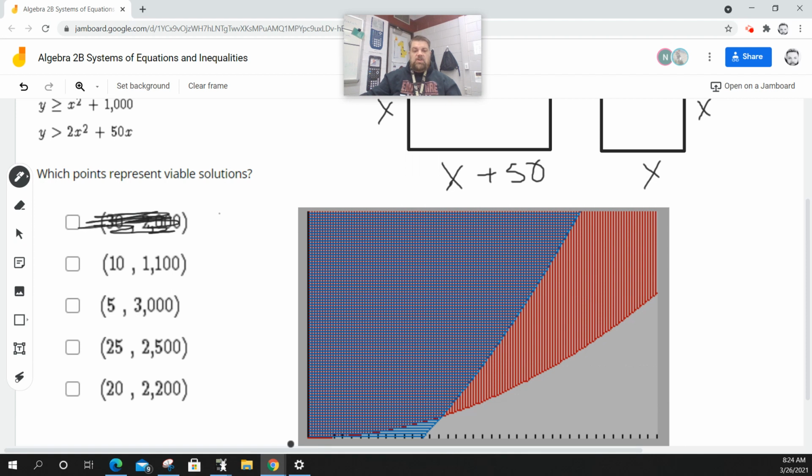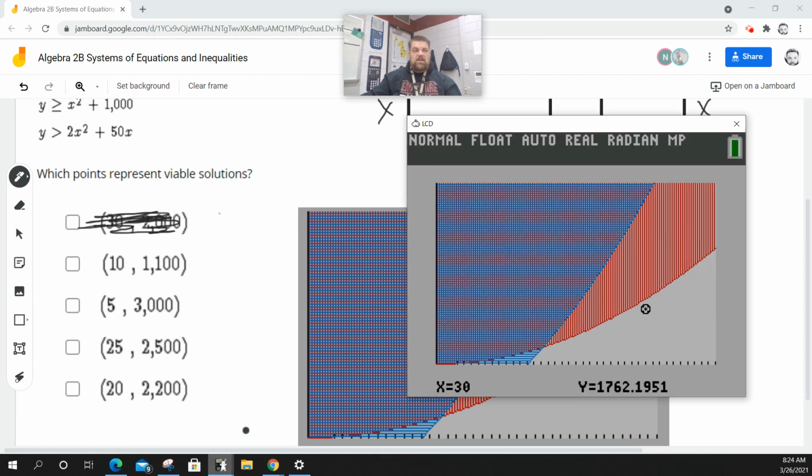That one won't work. So now let's try 10, 1100. I'm going to pull this up and move the cursor over to 10. And when I get close to 10, I'm going to come down to 1100 and see if I'm in both. Now that one's hard to see, but I think that's right on the first line. So what I could do is look at the table of values at 10.